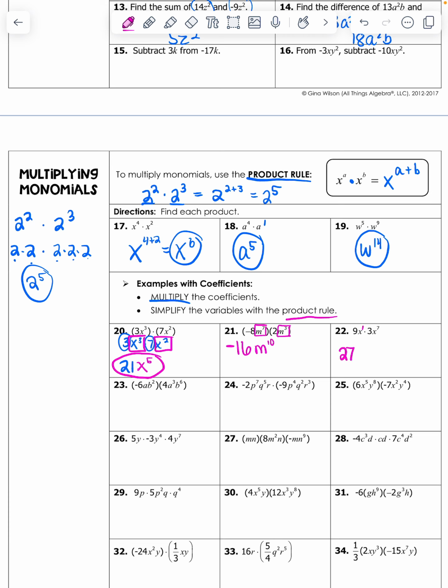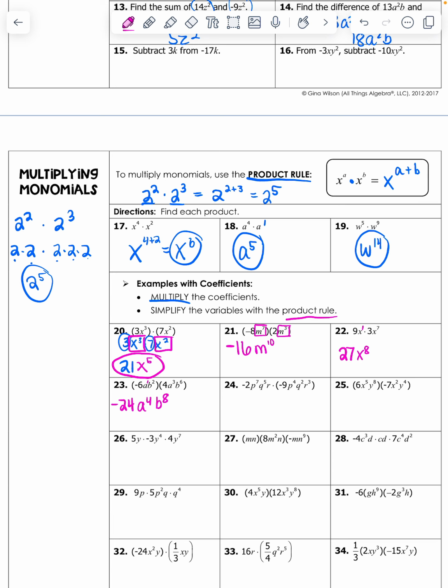Number 22, 9 times 3 is 27. X to the 1st times x to the 7th would be x to the 8th. Number 23, we're getting more variables now, and that's okay. Start with the regular numbers. Negative 6 times 4, we just multiply that, negative 24. Then we use the product rule for the a's. A to the 1st times a to the 3rd, that's a to the 4th. B to the 2nd times b to the 6th, add them up, that's b to the 8th.